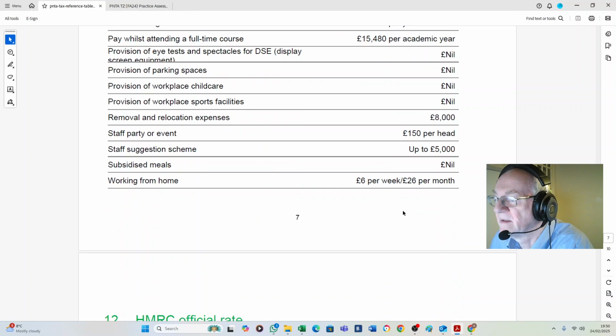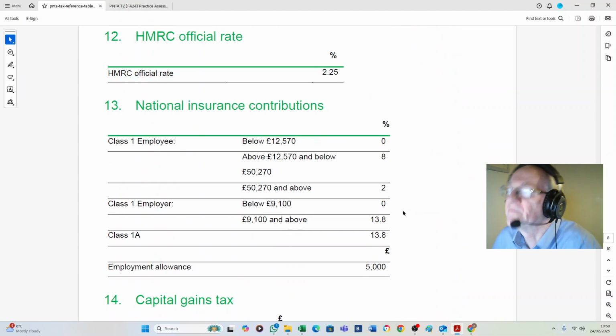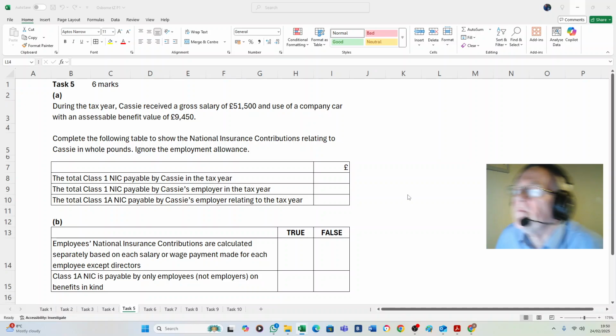Other benefits, here we are, national insurance. So 1 is employee, the bit that's taken out your wages before you see it. 1 employers, and then 1A is also effectively employers. That's on the benefits that they give you. An employment allowance of 5,000 would be for a whole company or multiple employees. So it's not likely to come up, although it might come up apparently as a knowledge-based question. So let's have a look. We do some calculations first.